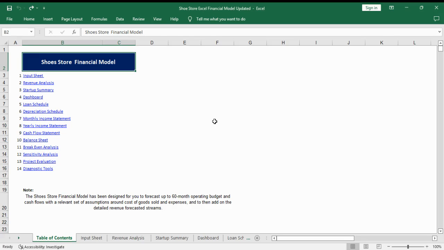This shoes store financial model is designed for businesses that operate in the shoes and related products industry. It has been designed to forecast up to 5 years of revenues, operating budget, cash flows, and financial statements.